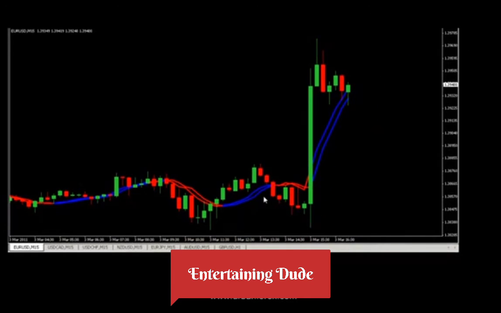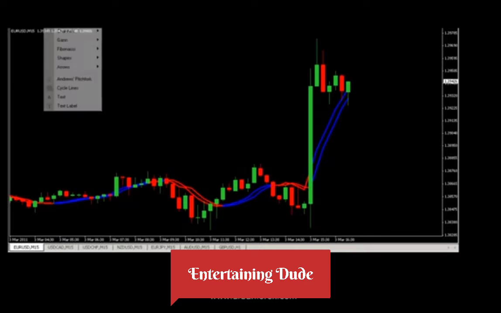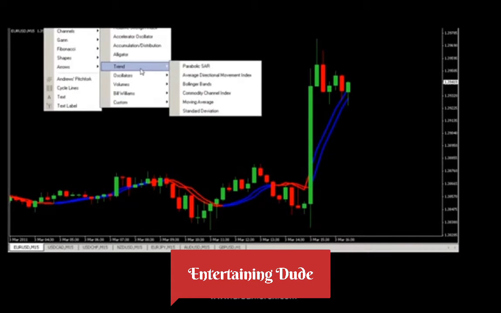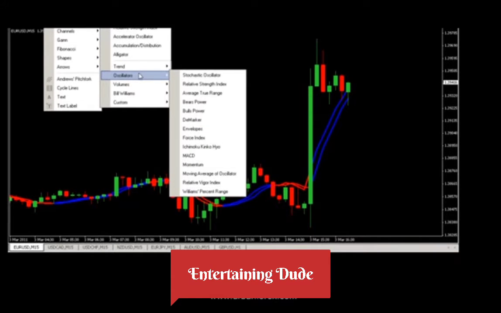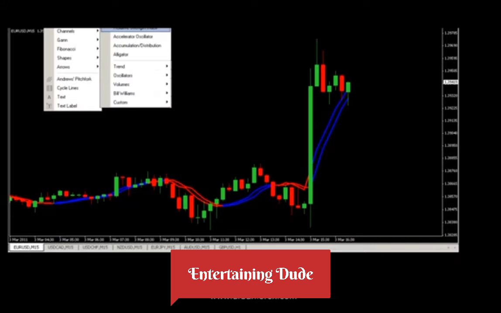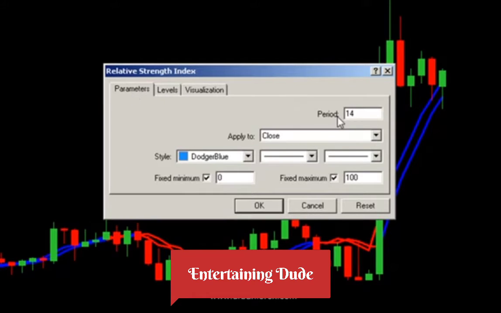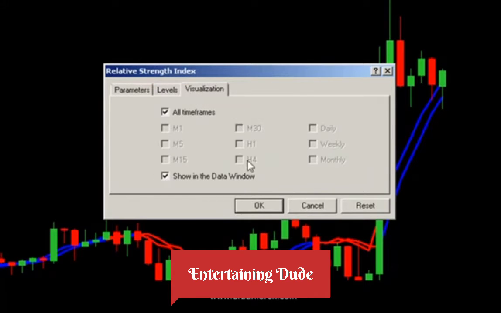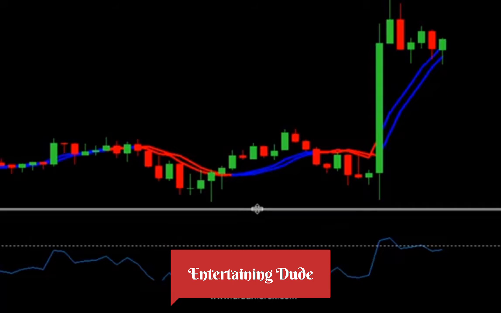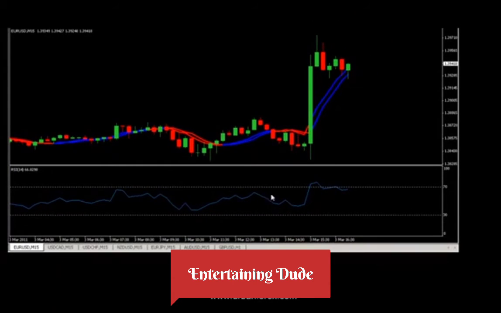Everything is drawn. You can see an uptrend is in blue, a downtrend is in red. And let's insert one more indicator called the RSI. It's called the Relative Strength Index. And here we go. Okay, we want to keep our levels at 30 and 70. The parameters would be at period 14 and apply to close. Alright, everything else can stay the same. Let's click OK. And we have our RSI down here.